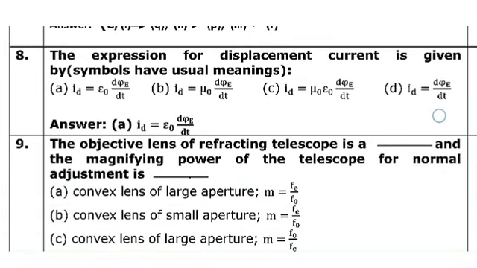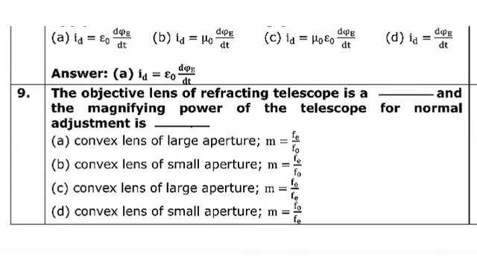Okay, next question number 8. Which is the expression for displacement current? You know that I_D is equal to epsilon naught d phi E by dt. Okay, question number 9. The objective lens of a refracting telescope is a dash, and the magnifying power of the telescope for normal adjustment is dash. These are our options. We have to find the correct answer here.